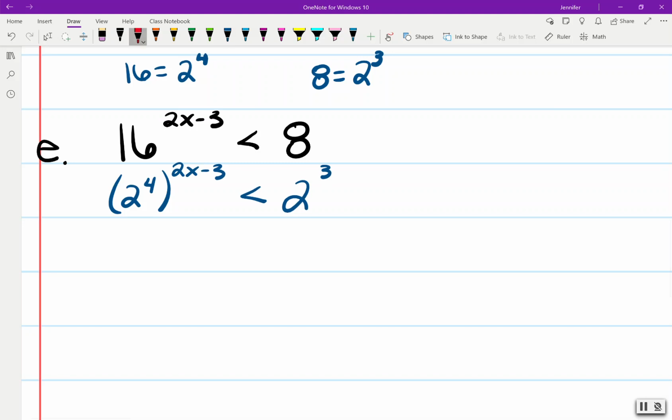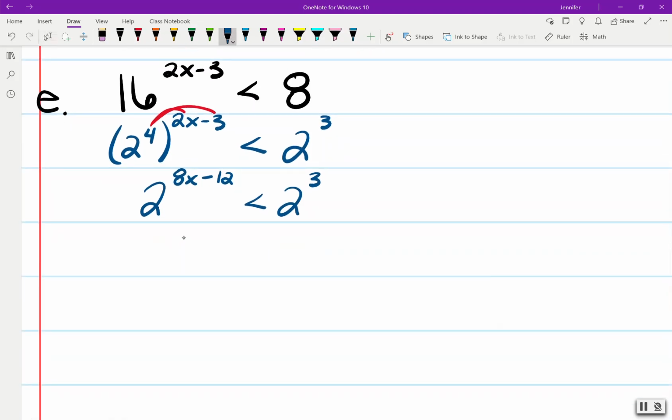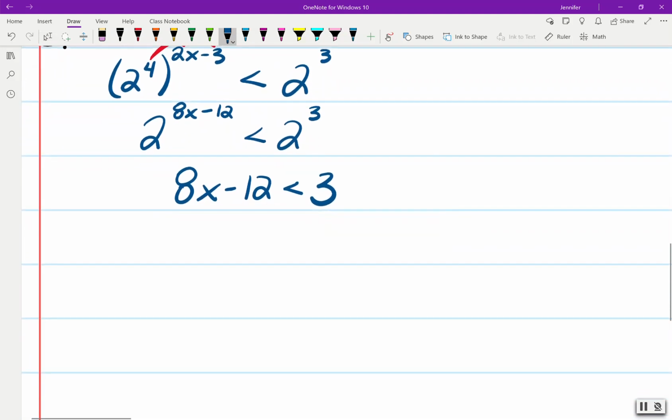On the left, I need to make sure that I distribute. So this is 2 to the 8x minus 12, which is less than 2 cubed. Are the bases the same now? Yep. So we can set our exponents. Bring them down. 8x minus 12 must be less than 3. And this should be easy solving.